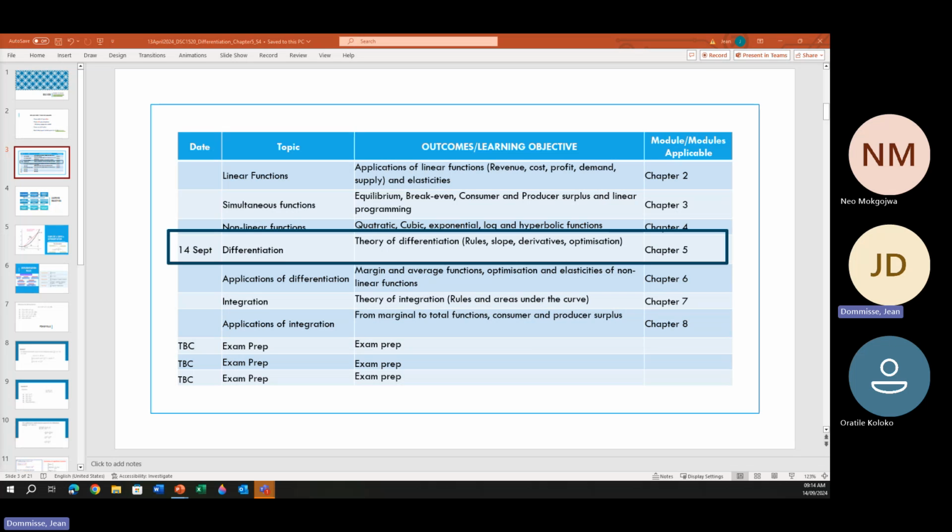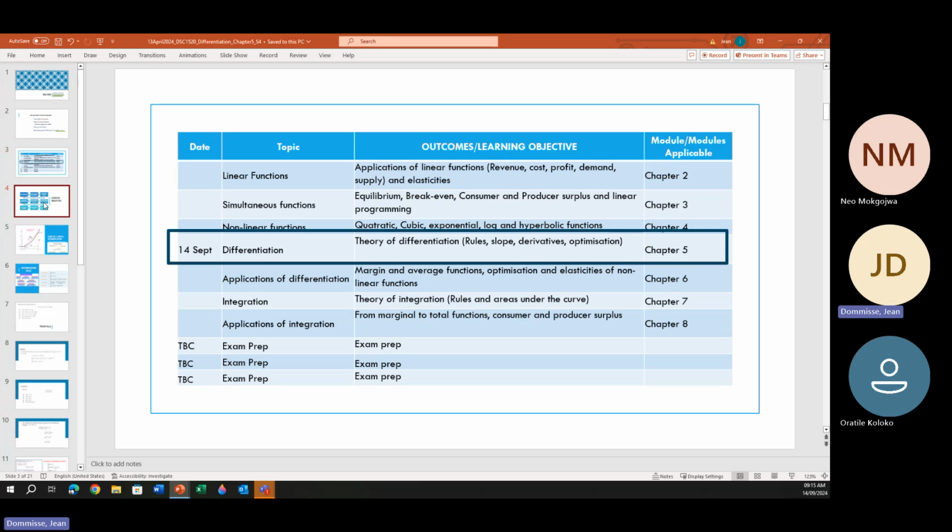Okay, what is important in differentiation is that we're going to look at some of the basic rules. Then we're going to work out with some formulas. We're going to look at the slope of a curve. Then we're going to look at some derivatives, and then we're going to optimize some of our equations. And in that optimization, sometimes we will also look at things that we did last week around roots and maximums and minimums and things like that.